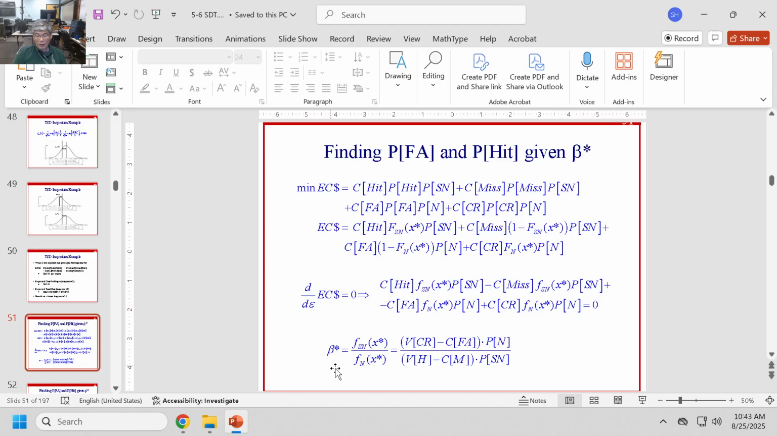So what is my beta star? It's my attitude. It depends on the signal amount versus noise amount, equal to the value of correct rejection, and the value is positive, plus the cost is negative.